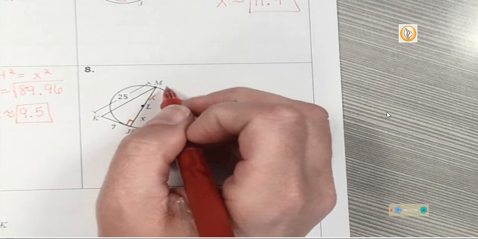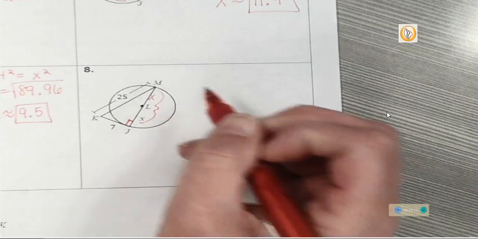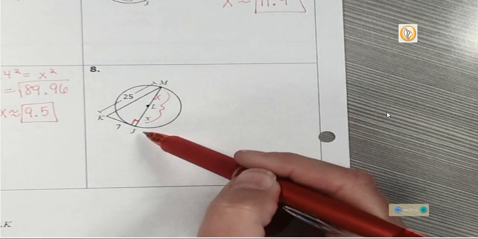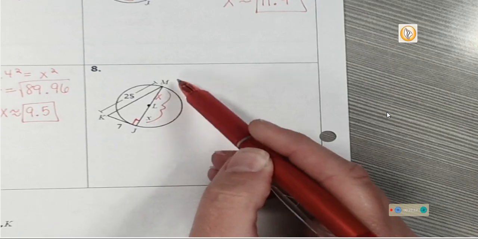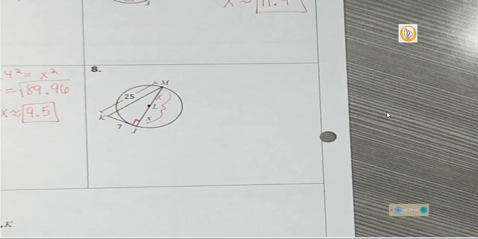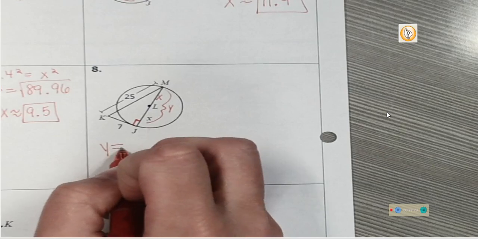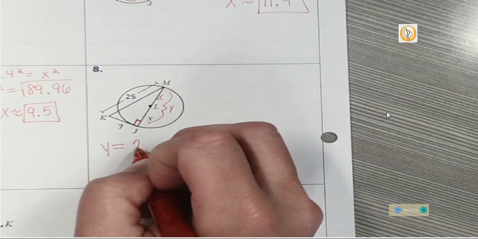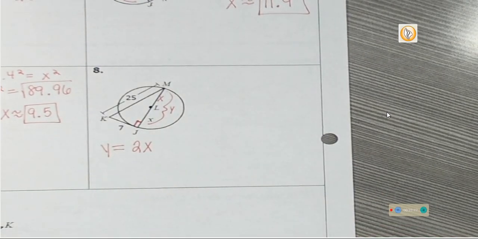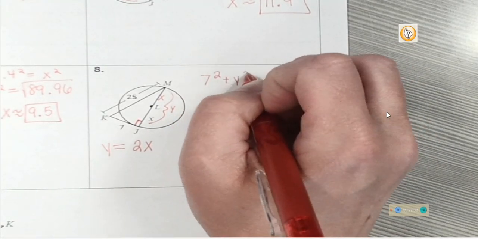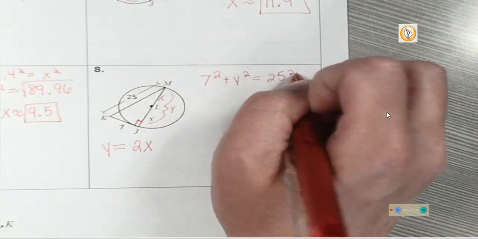Now, the other option here is to just call this side something else. Because these x's are on the same side, I can name this a totally different letter, like I did before. I'm going to name this y. And now, what is y the same as? What's it representing? It's representing 2x. So I would do 7 squared plus y squared equals 25 squared.